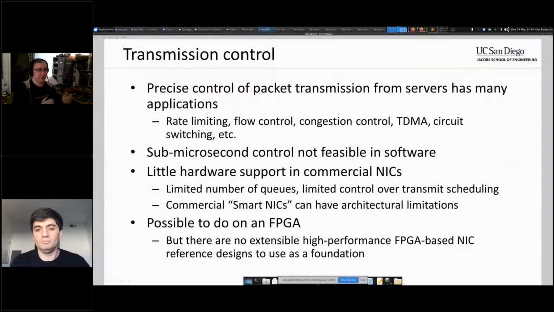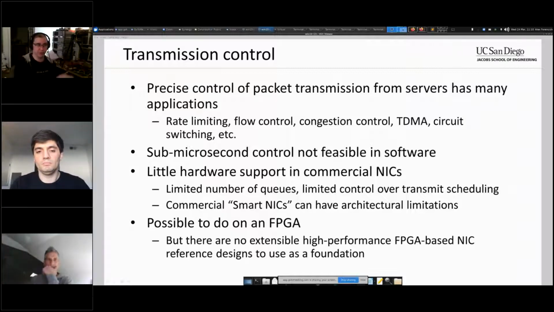One feature, at least specifically one that we're interested in at UCSD, is precise control of packet transmission. So this has a bunch of different applications. Obviously, we're interested in TDMA and circuit switching at UCSD, but this is also useful for rate limiting, for flow control, for congestion control, and probably lots of other applications that we haven't thought of yet.